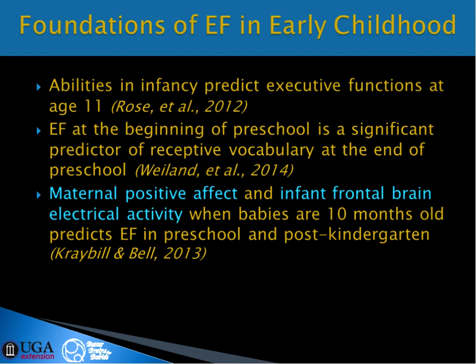And so attention, processing speed, memory, when babies were as young as 7 to 12 months old, provide pretty good prediction of how well kids are going to be able to do things like inhibit their impulses and shift their focus when they're 11 years old. So it's important to start in infancy providing support for those things.